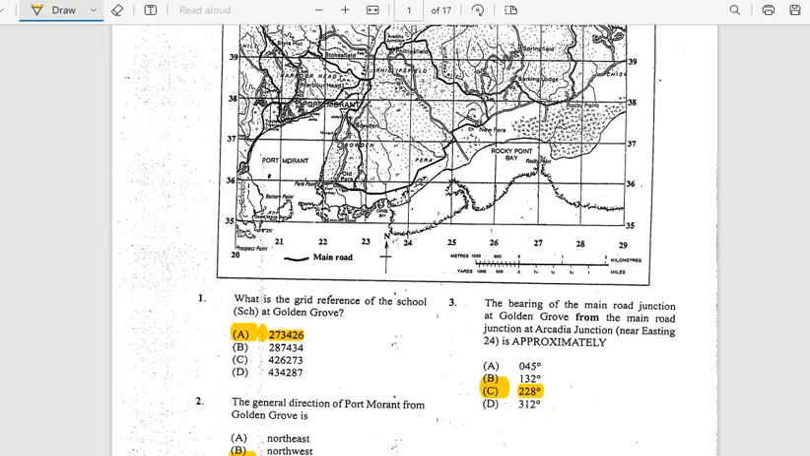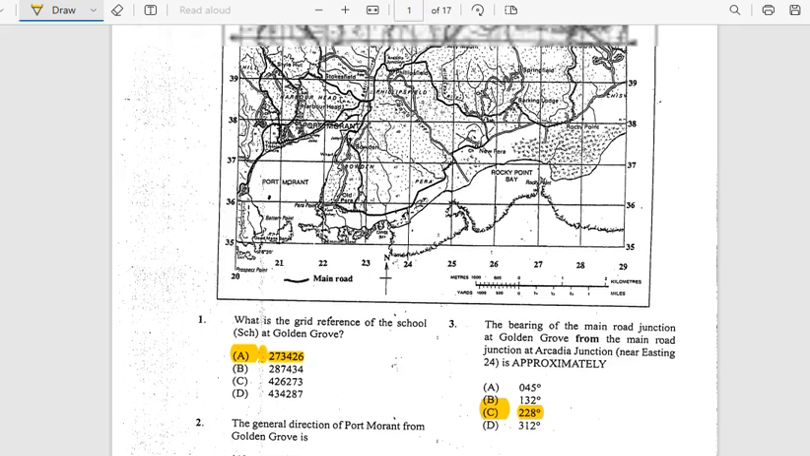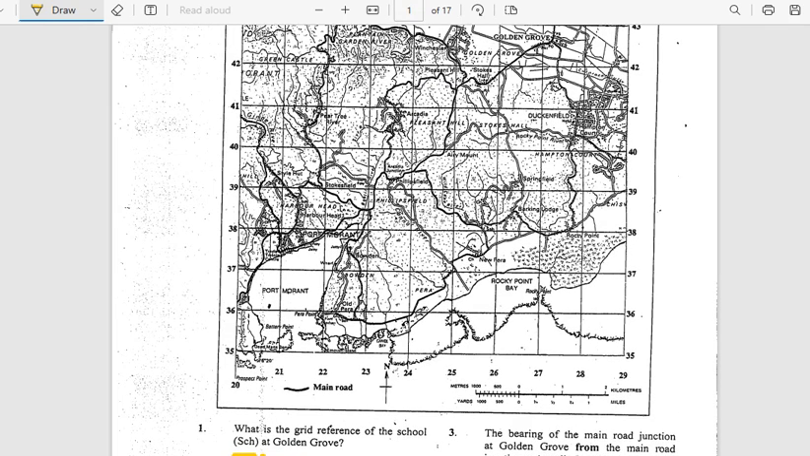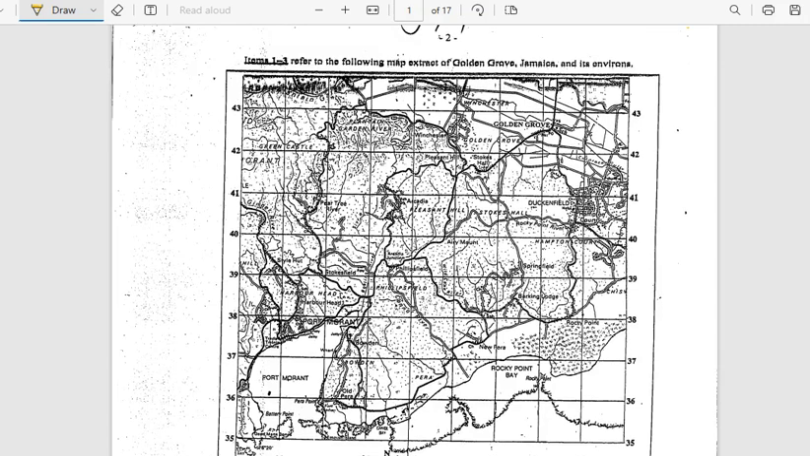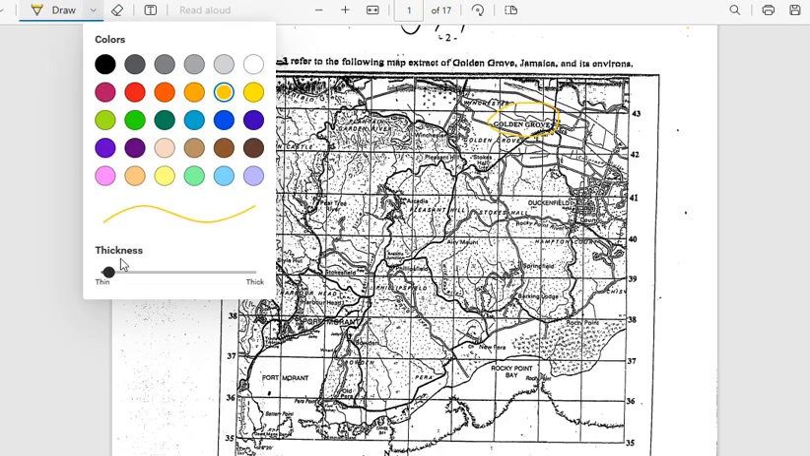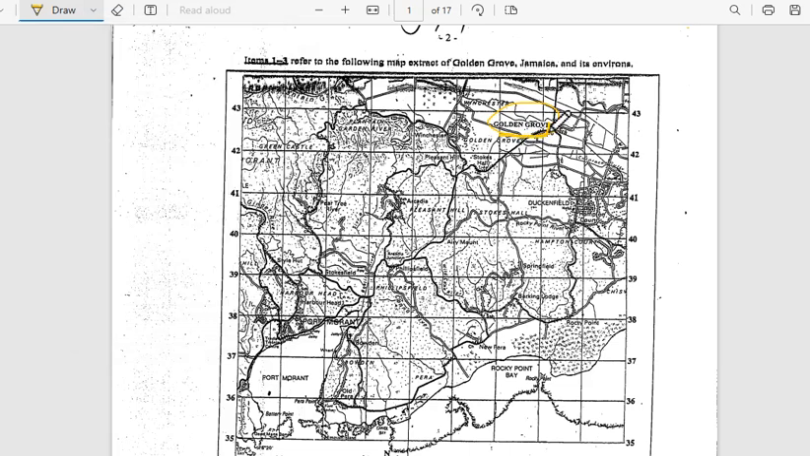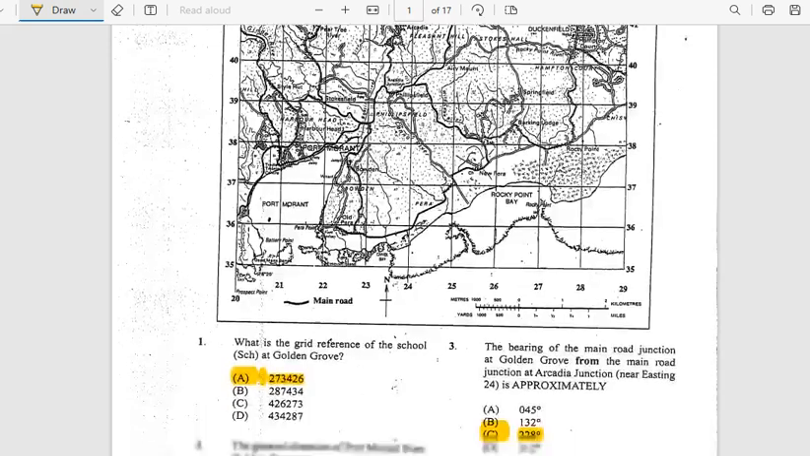Number one, what is the grid reference of the school at Golden Grove? For this map right here, guys, see Golden Grove is right here. Hope you guys are seeing this. We turn up the grid a little bit more. As you can see, Golden Grove is right here.